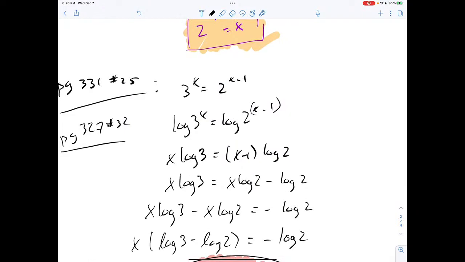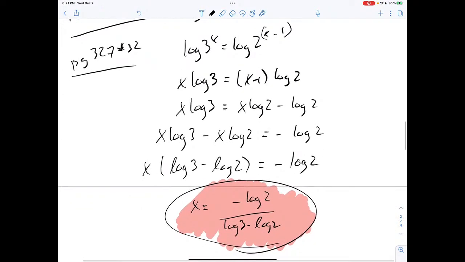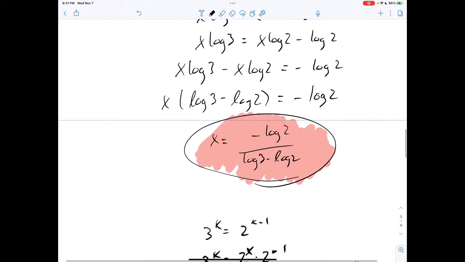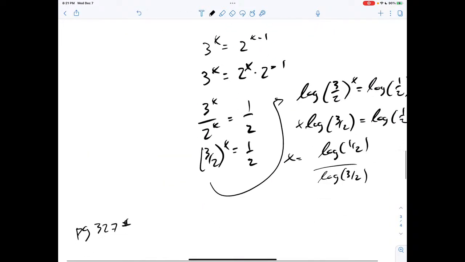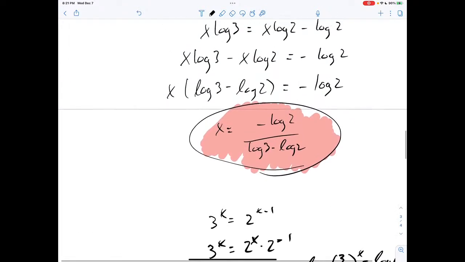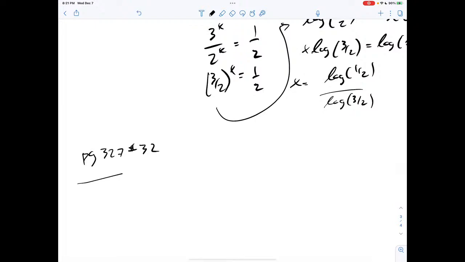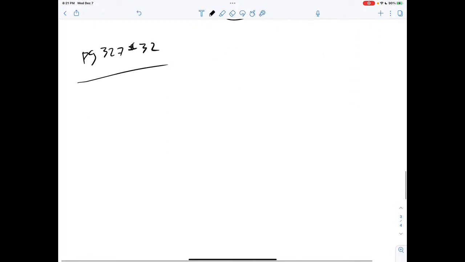Okay, so there's 327, number 3, or 331.25. I can do 327.32. Reem, are you still there? Because I owe you that compound interest question as well. 327.32. Right. So here's 327.32. Ibrahim, you there? I can go through it with you. 327.